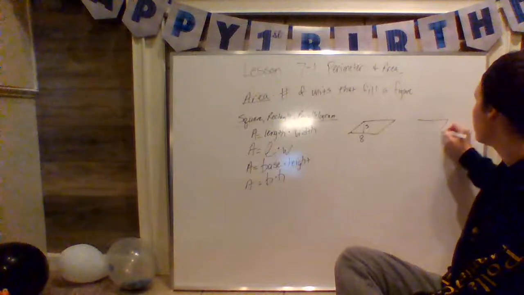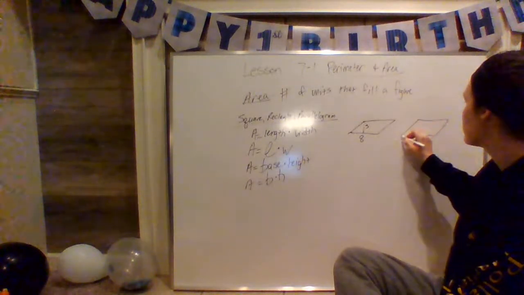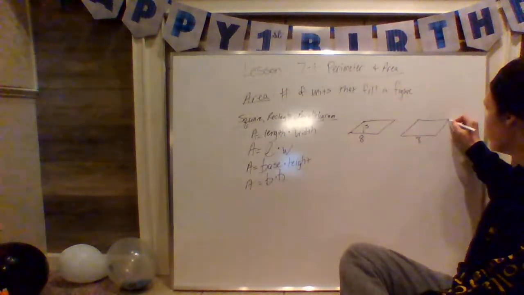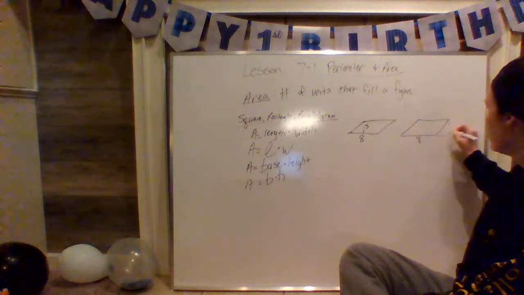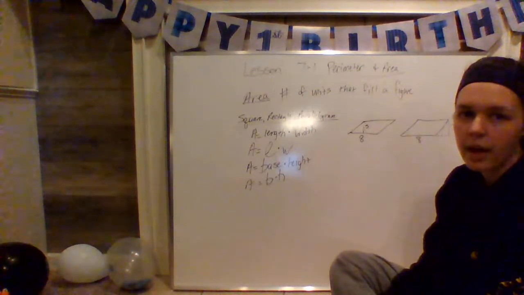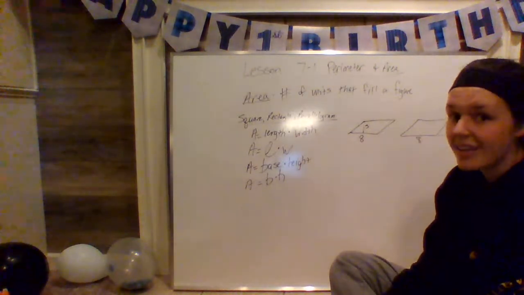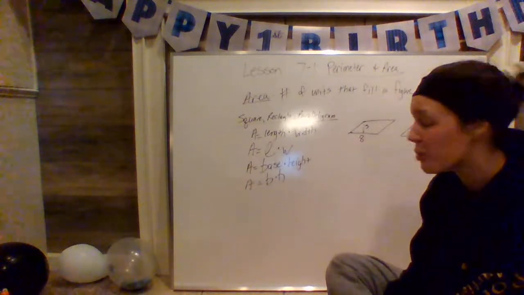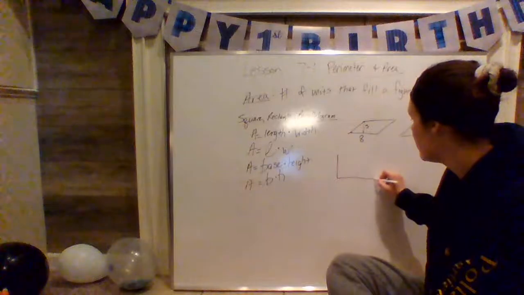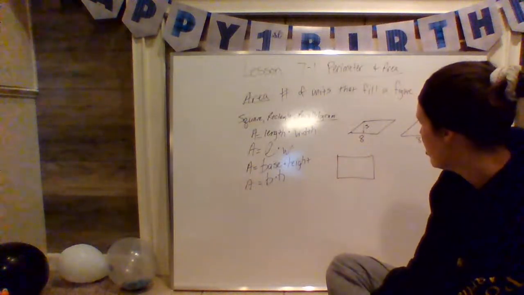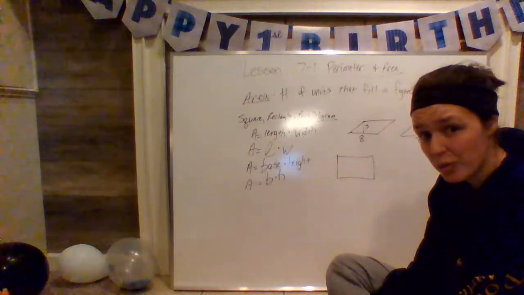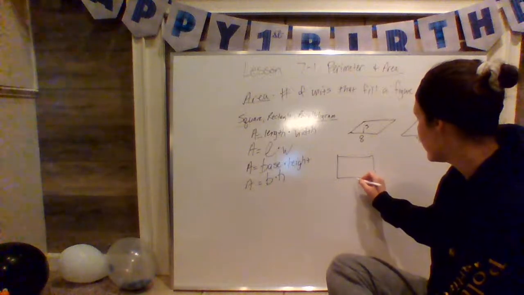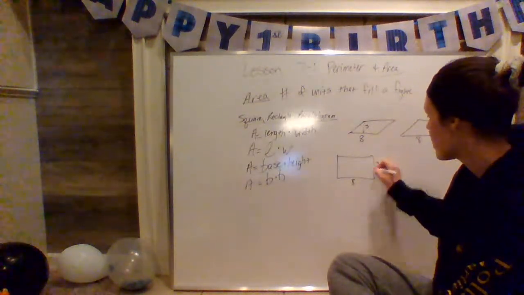Or sometimes they'll put it on the outside. So same parallelogram, and what they'll do is this, and that's 3. Okay? But where does a parallelogram come from? It actually comes from a rectangle. If you take a rectangle and you slice it one way, so let's say this rectangle was 8 by 3.